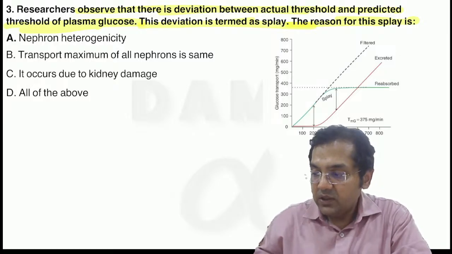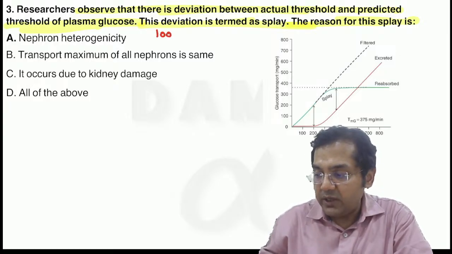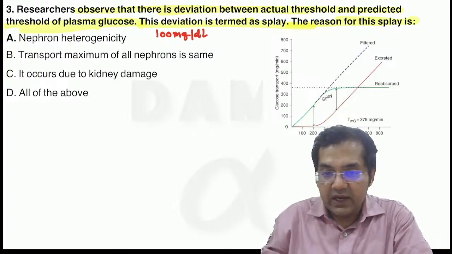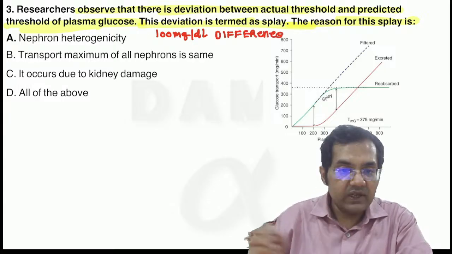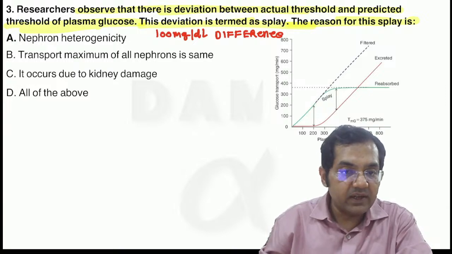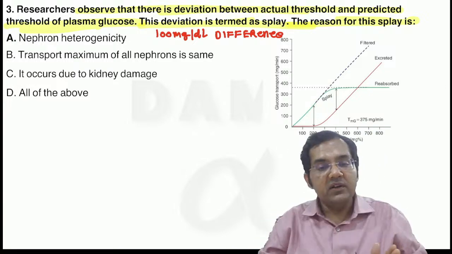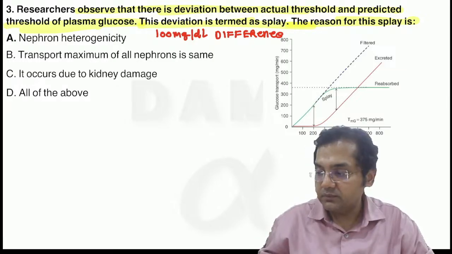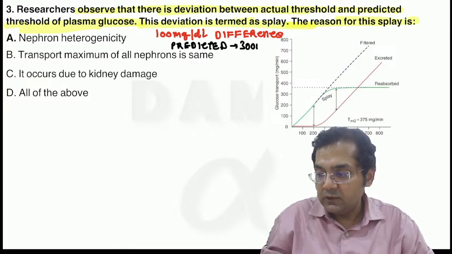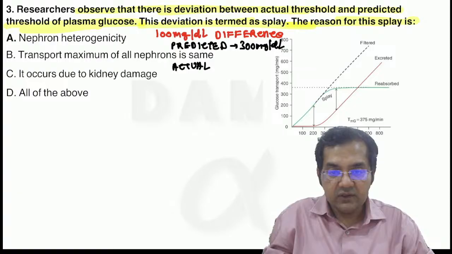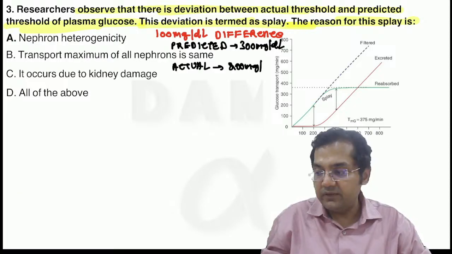So the difference is actually of 100 milligram per deciliter difference between the actual renal threshold and the predicted one, right? So predicted is 300, but actual is 200. That is the value of renal threshold. Predicted or calculated, as they say, is 300, but the real world actual value is 200. There is a difference of the 100.